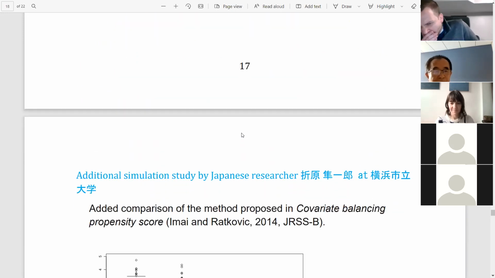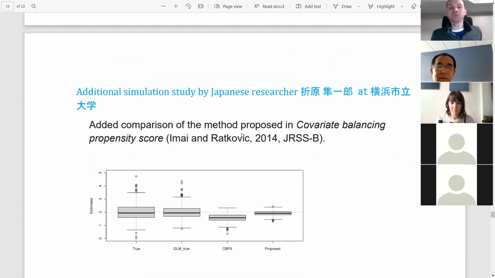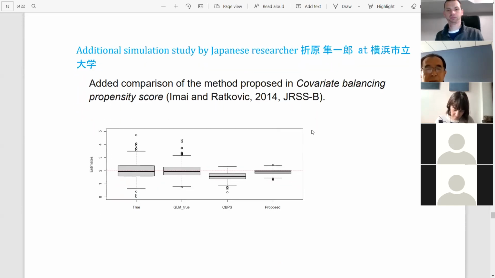So here it's an independent study by a Japanese researcher. I copied it from his slide on the internet. He added a comparison to this paper by Ima and Rotkovic, the 2014 JISSB paper. So he included this for comparison.